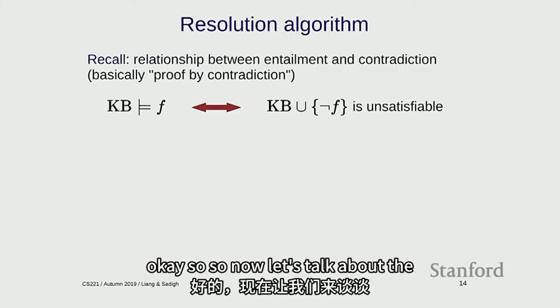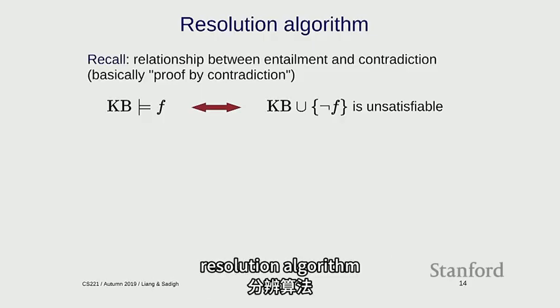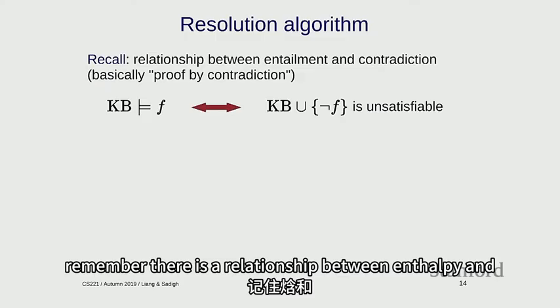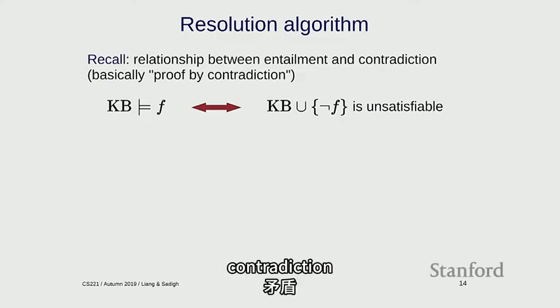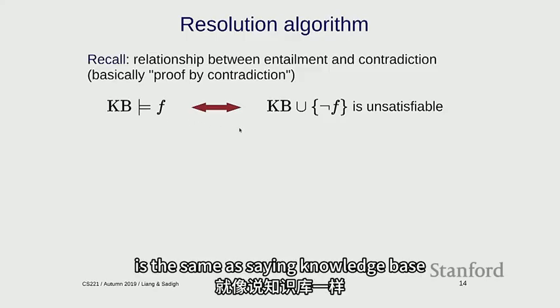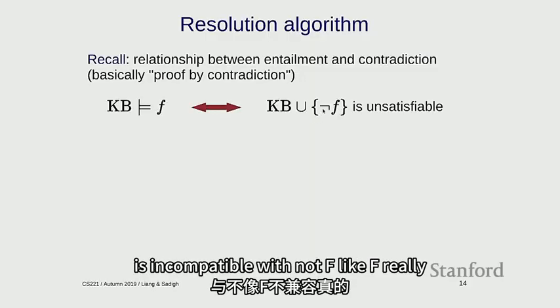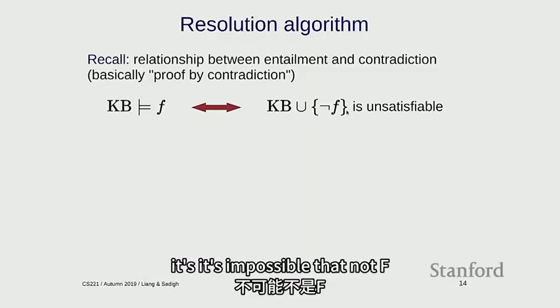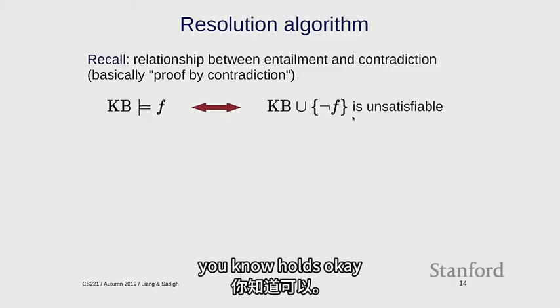Okay, so now let's talk about the resolution algorithm. Remember, there is a relationship between entailment and contradiction. So knowledge base entails F is the same as saying knowledge base is incompatible with not F. Like F really, really must hold. It's impossible that not F holds.